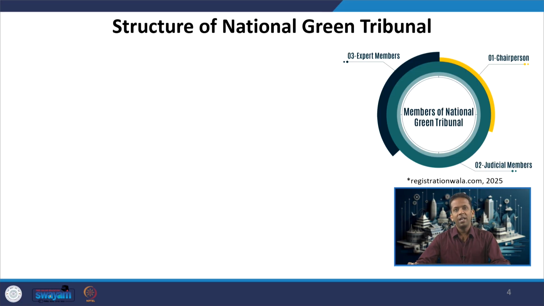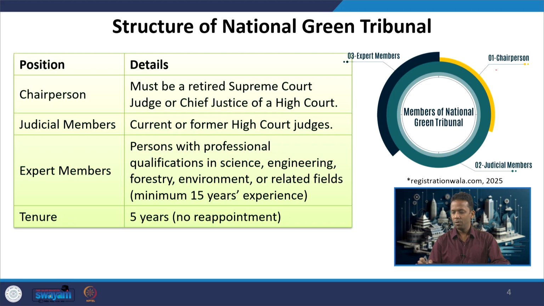The structure of National Green Tribunal. So, it has 3 layers of members: one chairperson, then judicial members and expert members. The chairperson of the NGT must be a retired Supreme Court judge or a Chief Justice of a High Court. That is the mandatory requirement because NGT is also like a court, and if you look at the level wise, it is almost equivalent to or higher than the regular High Court. So, a Chief Justice of High Court or a retired Supreme Court judge can only be the chairperson of NGT.